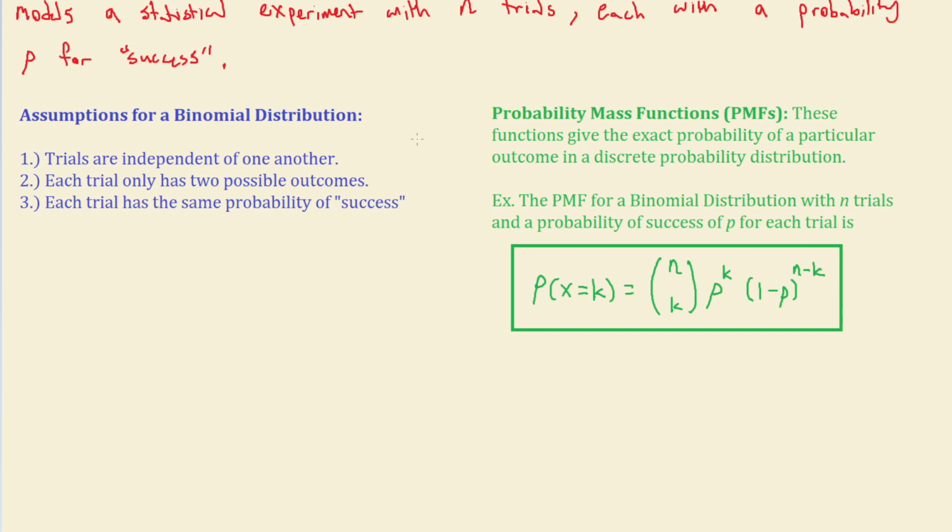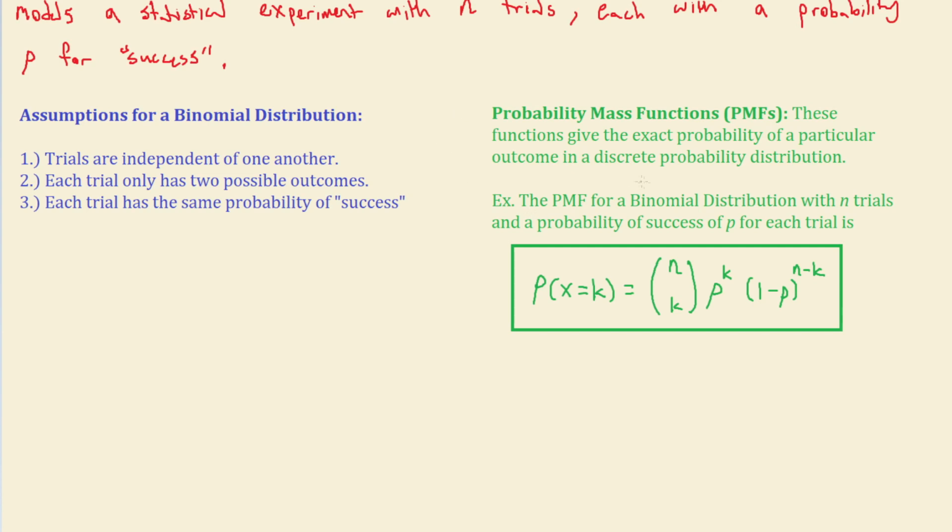And secondly, each trial needs to only have two possible outcomes. So all of these assumptions need to be true. And the reason that all of these assumptions need to be true is because we are essentially constructing this probability mass function for the distribution. Now, don't be thrown off by the name. It might sound a little bit complicated, but these functions just give the exact probability of a particular outcome of a statistical experiment in a discrete probability distribution.